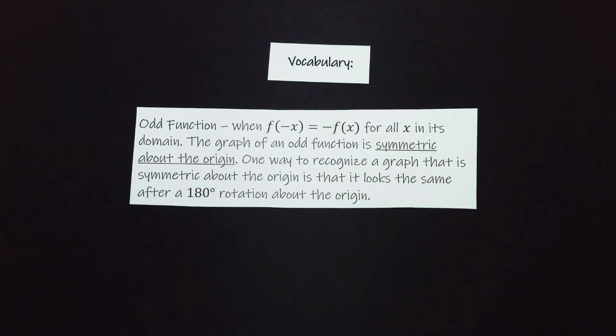An odd function is when f of negative x equals a negative f of x for all x in its domain. The graph of an odd function is symmetric about the origin. So one way to recognize a graph that is symmetric about the origin is that it looks the same after a 180-degree rotation about the origin.